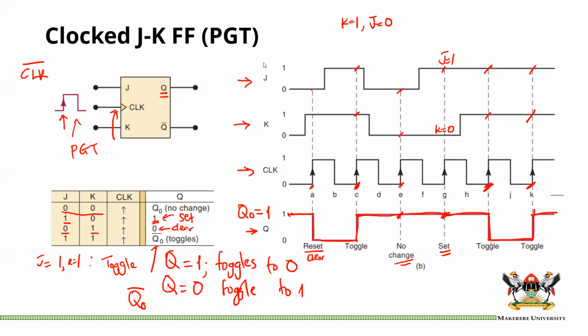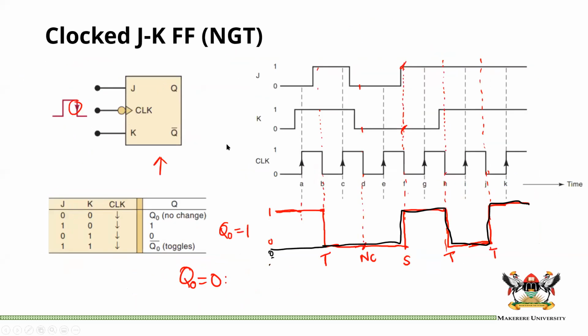Can you please redraw the timing diagram for the clocked D flip-flop? Okay, so that one is for the D flip-flop. So basically, Kamoga, there is no invalid state for the output. Yes, for the JK flip-flop, there is no invalid state, that is true.